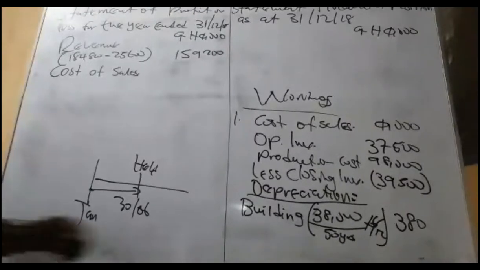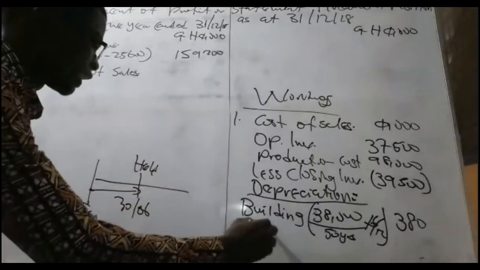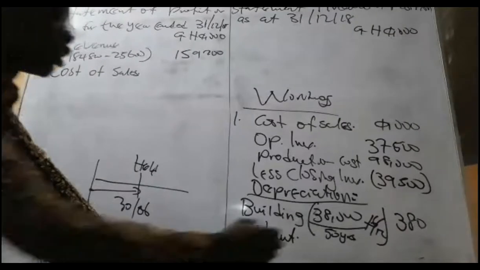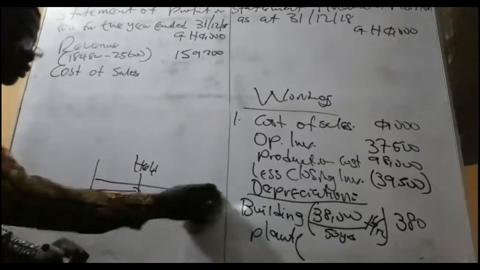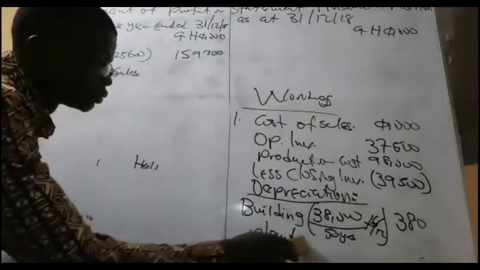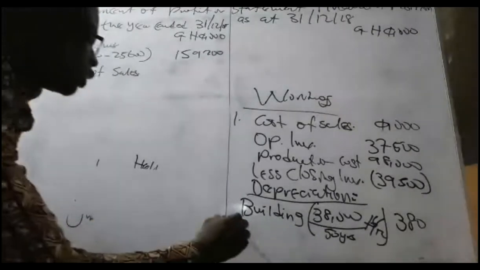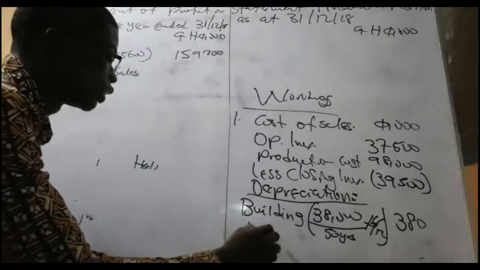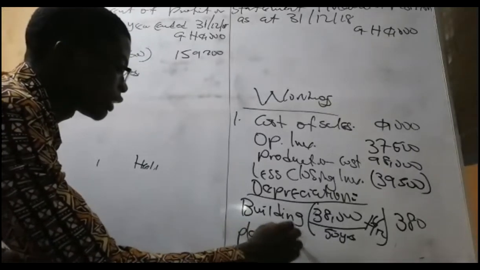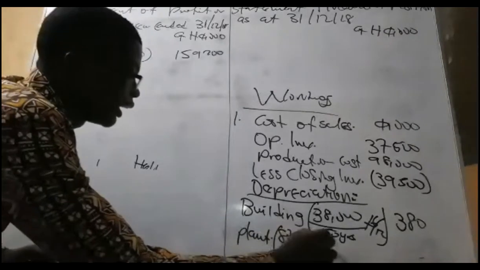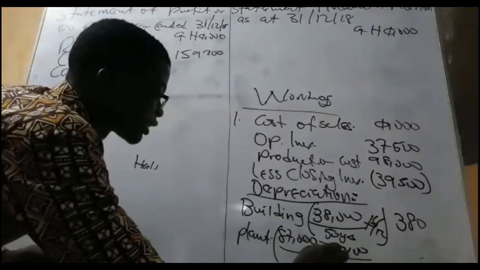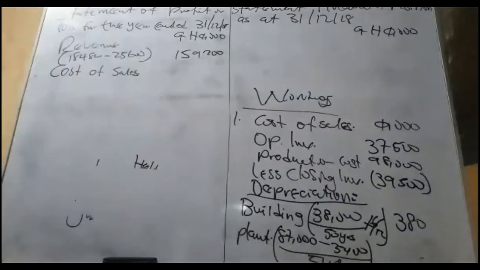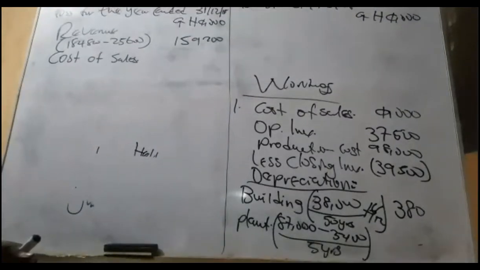Very important. So I write plant here without any lease. I open my bracket. I wish I could do this calculation somewhere. Let me do it here. Let me squeeze it. So plant, I'm doing the existing one. So it will be 87,000 less 32,000, all divided by 5 years.